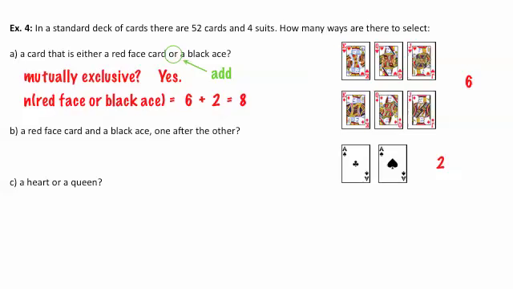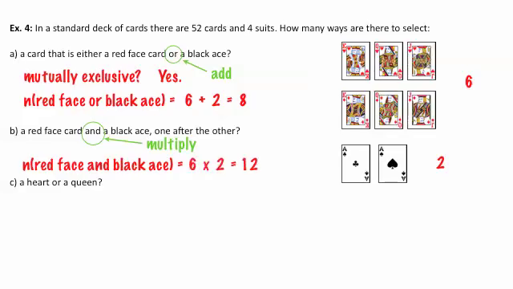But what if you wanted to find the ways to select a red face and a black ace, one after the other? And of course the key word here is the word and, that means to multiply. And so then we can say, okay, well the number of ways that we can select a red face and a black ace is 6 times 2, which is 12. So there are 12 ways to select both of those, one after the other.